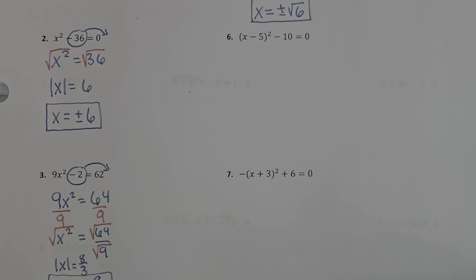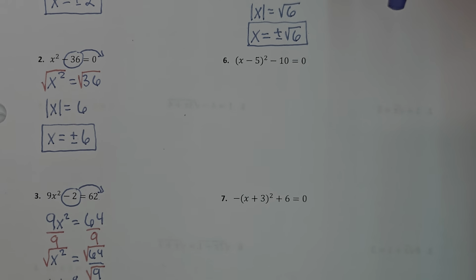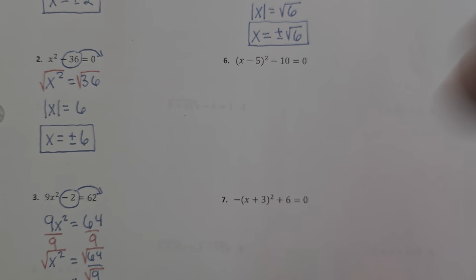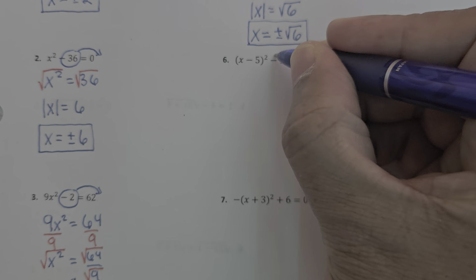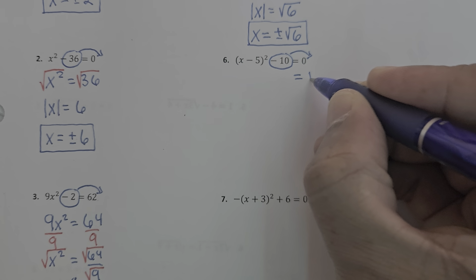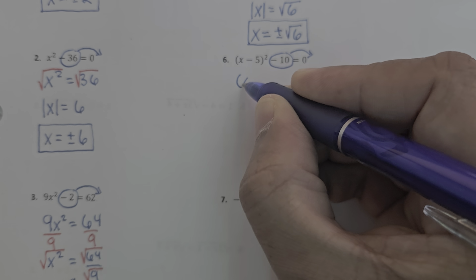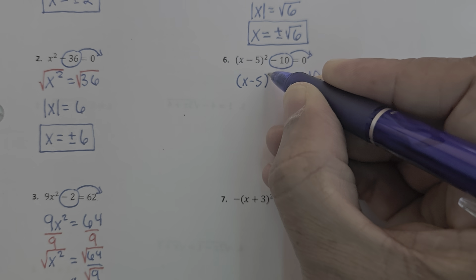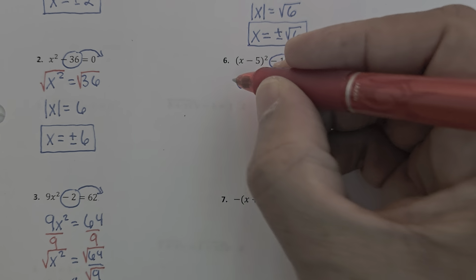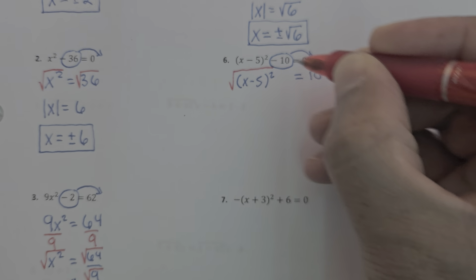Next example, example number 6. Notice the difference in this one here. There are parentheses and the quadratic, or the square, is outside. But the process is the same. Let's move this 10 to the other side of the equation, so it becomes positive 10. And on this side, we have x minus 5 squared. So once we get the quadratic by itself on one side, let's take the square root to cancel the square.